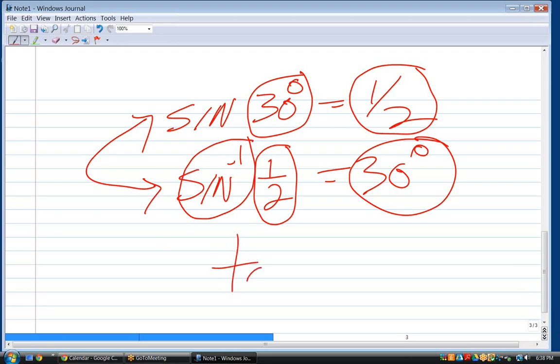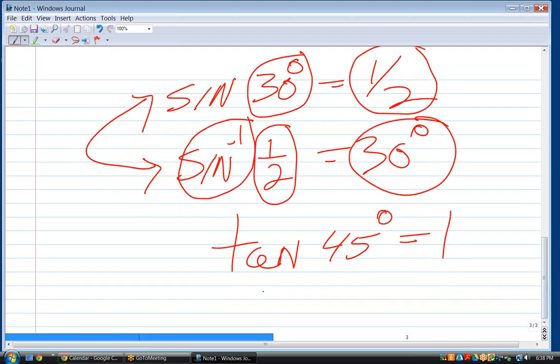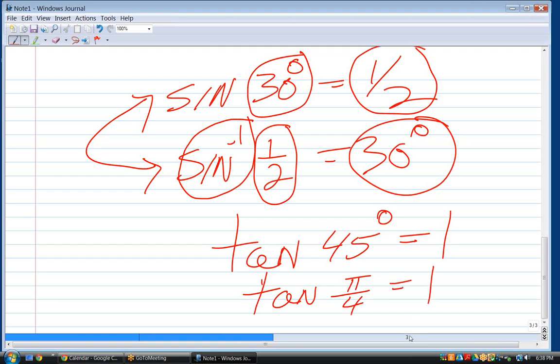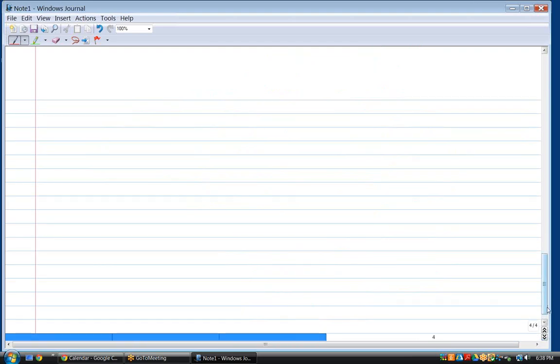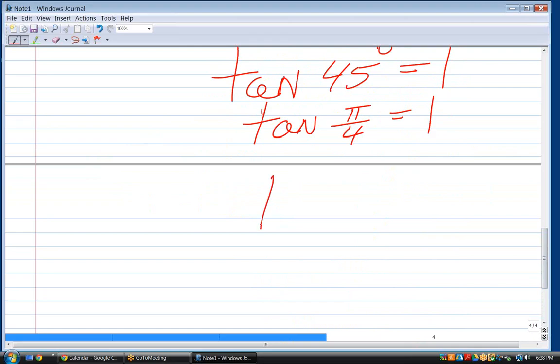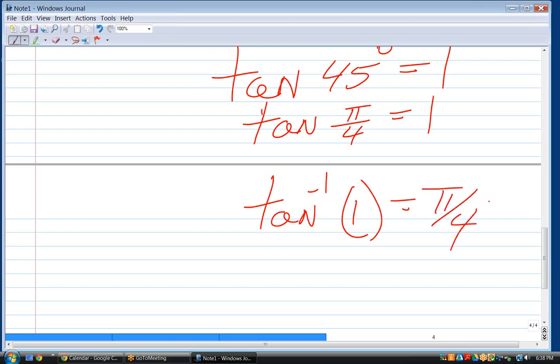In other words, if I say the tangent of 45 degrees equals 1, and it doesn't really matter whether this is in radians or degrees, I could also say the tangent of pi over 4 equals 1. Well, by definition, that means the inverse tangent of 1 equals pi over 4, or 45 degrees.